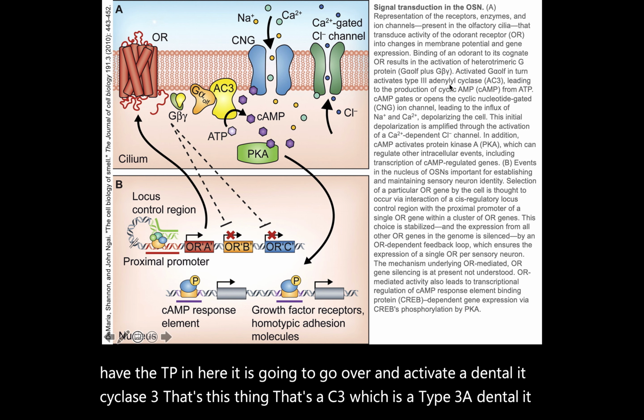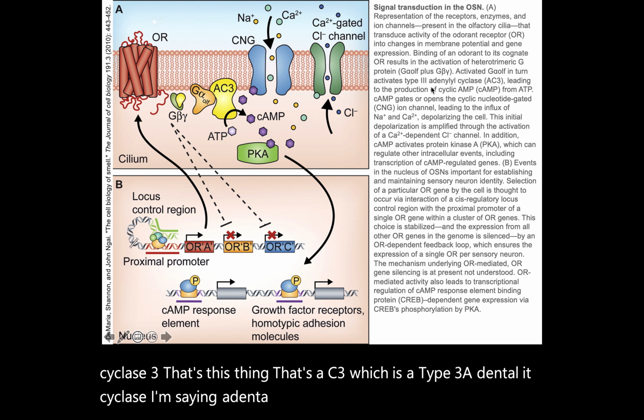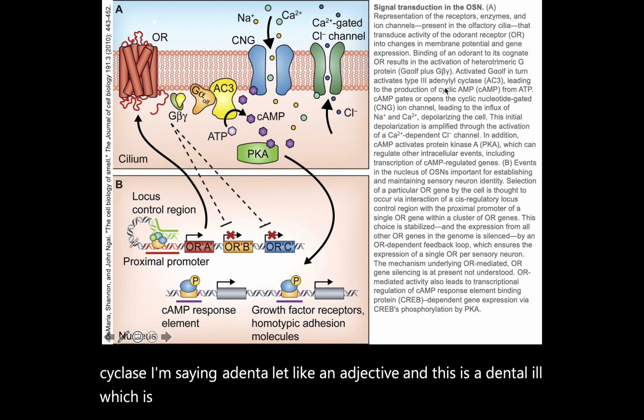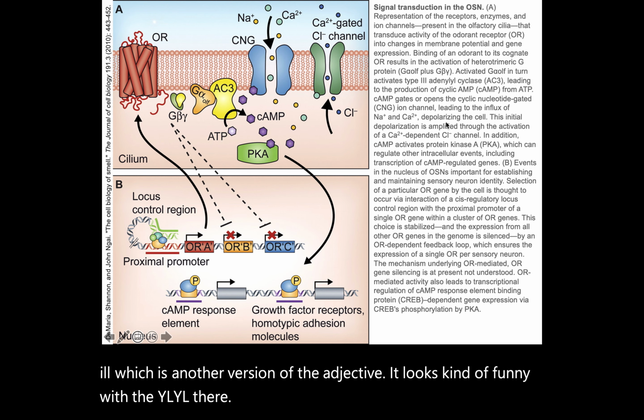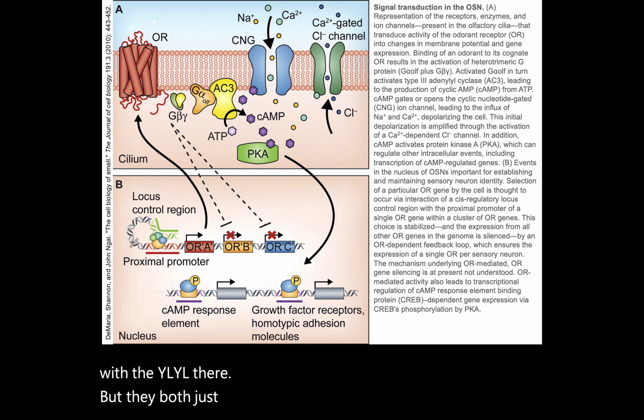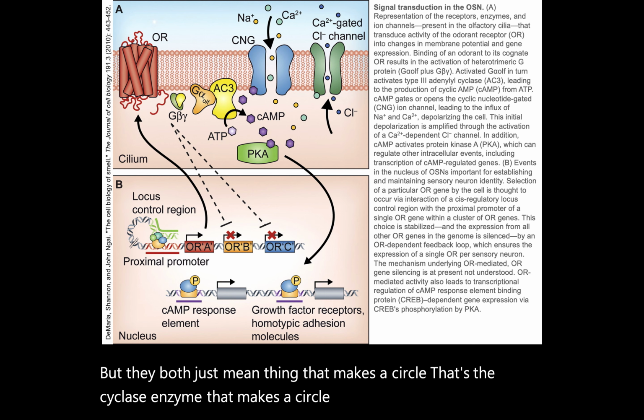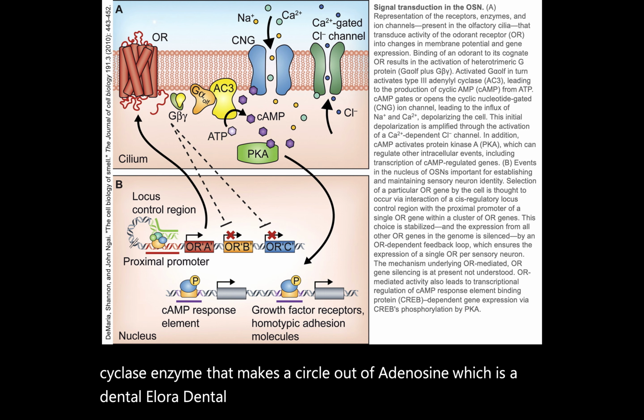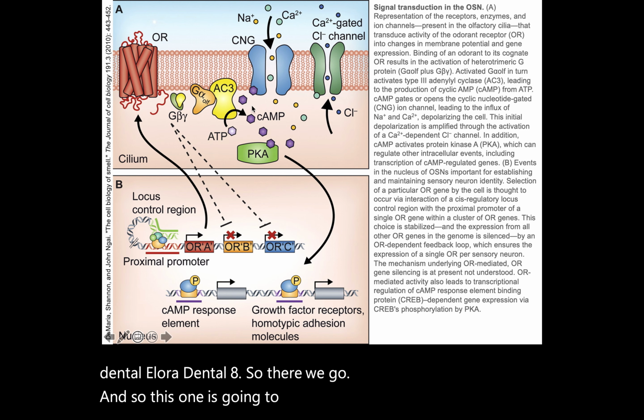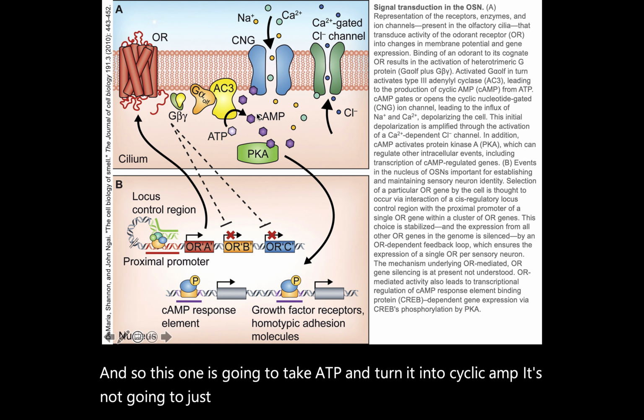And I'm saying adenylate, like an adjective, and this is adenylyl, which is another version of the adjective. It looks kind of funny with the YL there. But they both just mean a thing that makes a circle, that's the cyclase, enzyme that makes a circle out of adenosine, which is the adenylyl or adenylate. So there we go. And so this one is going to take ATP and turn it into cyclic AMP. It's not going to take just regular AMP, it's going to take ATP and turn it into that.